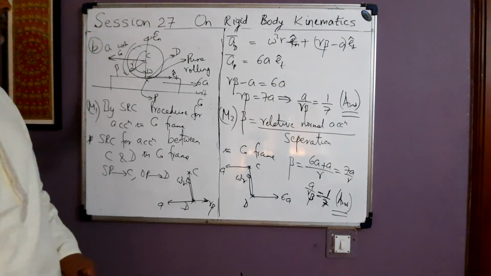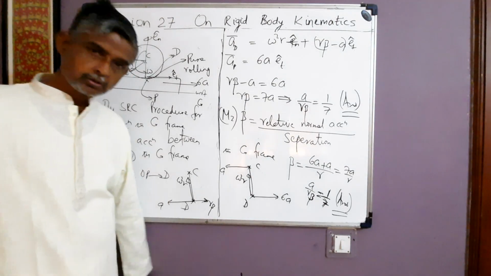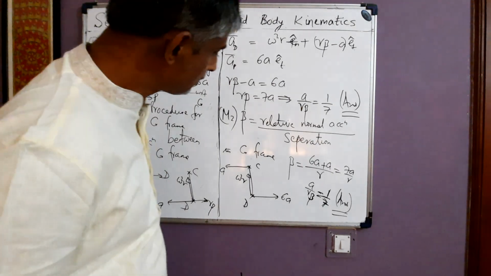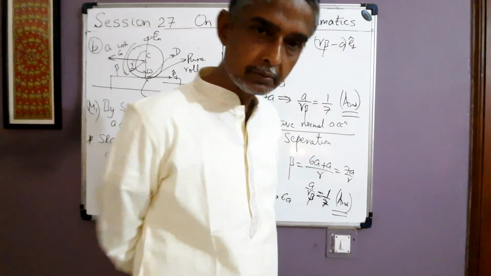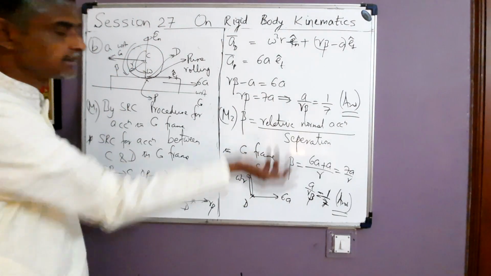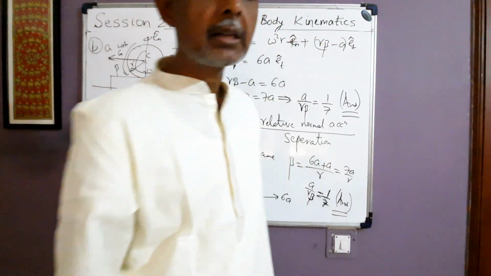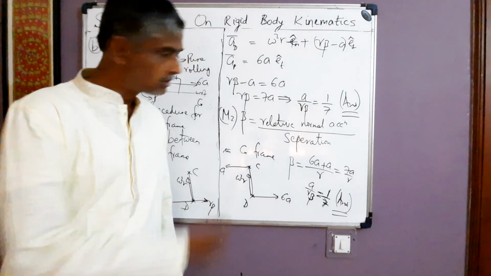So this was the 27th video on rigid body kinematics. In the next video also I will take up some more problems on pure rolling from the acceleration point of view. And then I will move on to the last chapter on rigid body kinematics, the concept of instantaneous center of rotation, that is the IC concept, a very powerful concept.